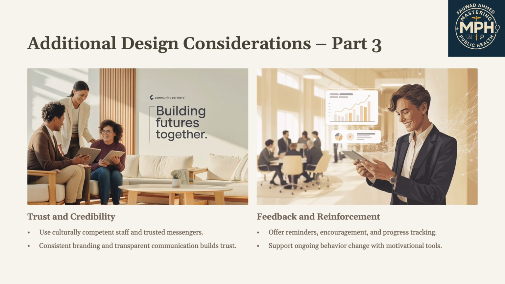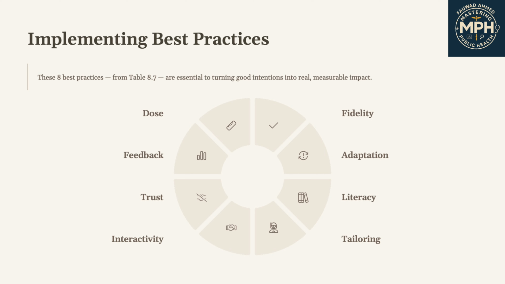Eighth is feedback and reinforcement, include mechanisms for encouragement, reminders, and progress tracking. Behavior change requires support over time. These best practices, summarized in Table 8.7, help ensure that your intervention isn't just delivered, but delivered effectively, equitably, and with lasting impact.